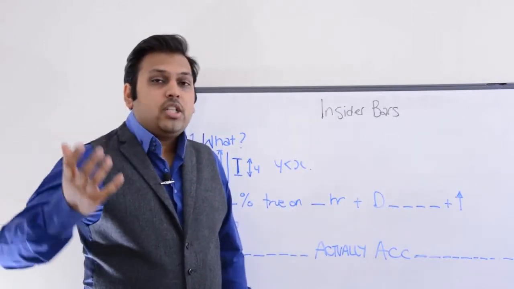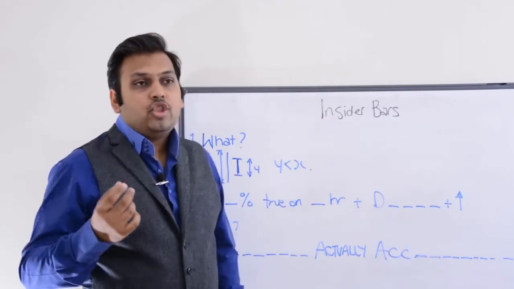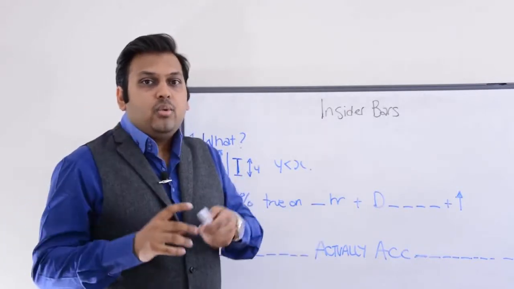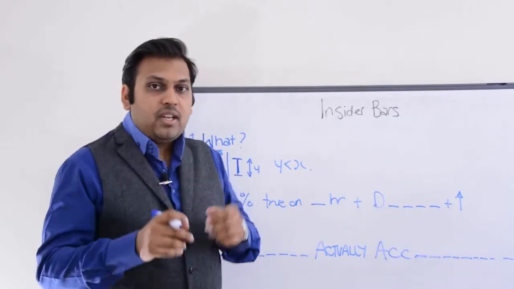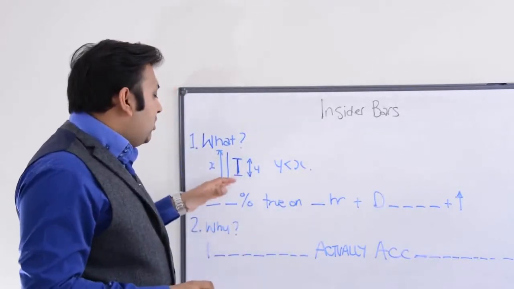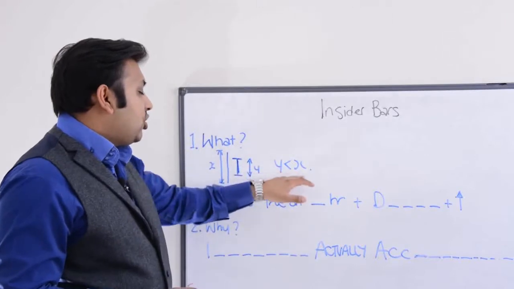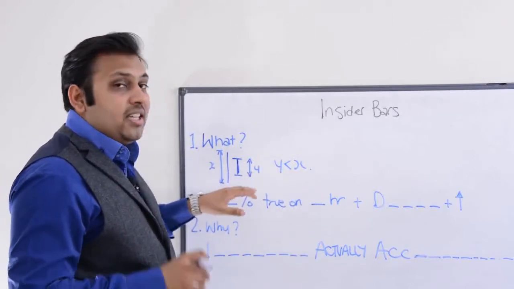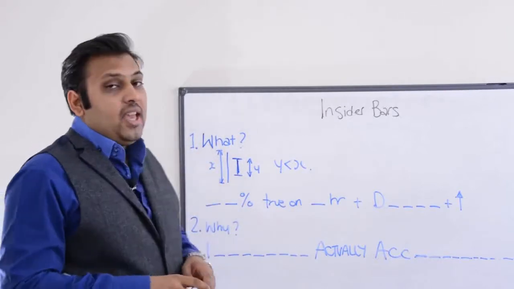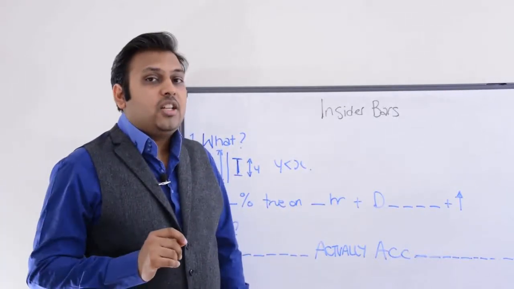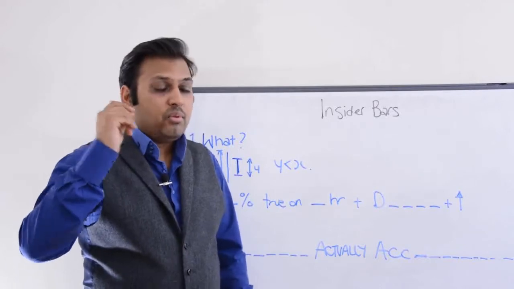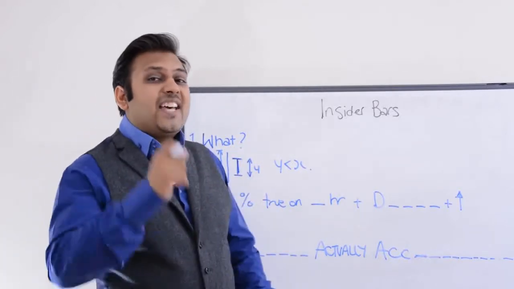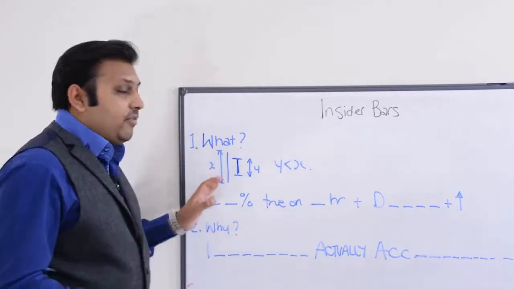Now, you may be wondering, what if it's just a pip or just a tick or just a point within being an insider bar or not being an insider bar? Well, the truth is that as long as the formula holds, as in this range Y is less than this one X, then you have an insider bar. So whether it's a pip or a point or whatever instrument you're looking at, that's what we'd class as an insider bar. So that's the definition.